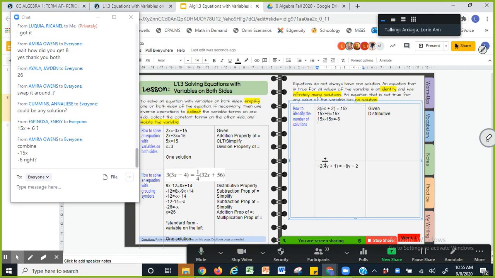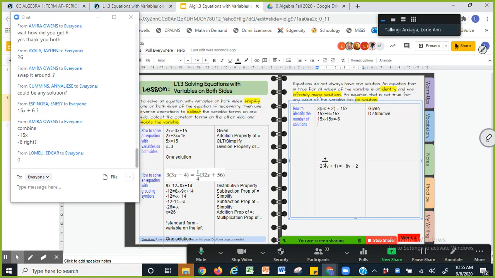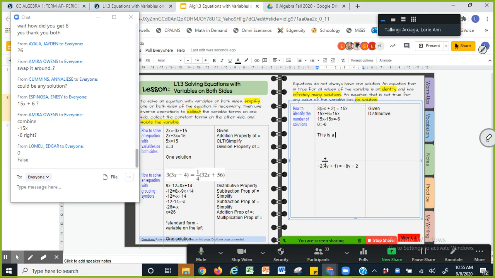Now what will happen to 15x minus 15x? Do we have anything left? It's like 15 apples minus 15 apples. 0. Very good, Edgar. Some students write 0x. That's also correct, but 0 times anything will just be 0, so just clean it up a little bit and put 0. Oh, now we have a problem. 0 equals negative 6. Is that even possible? So is that true or false? What do you guys think? Very good, Edgar. So this is a false statement.